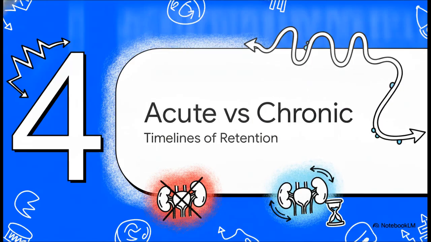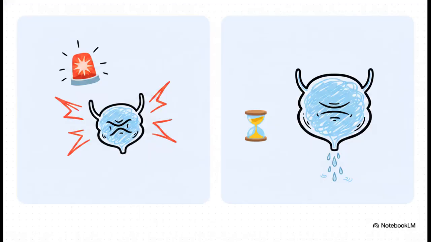Okay, Section 4, acute versus chronic presentations. Now, the timeline of how your patient actually presents is going to completely change your entire clinical approach. And the ultimate defining separator here, it's pain. Acute retention is this agonizing, sudden inability to pass urine. Make no mistake, it is a surgical emergency, and the patient is going to be in severe distress.